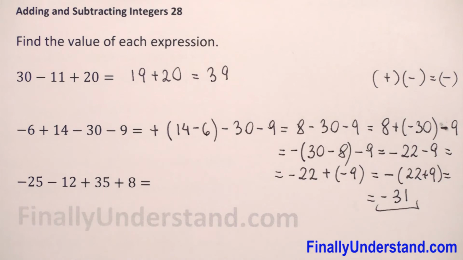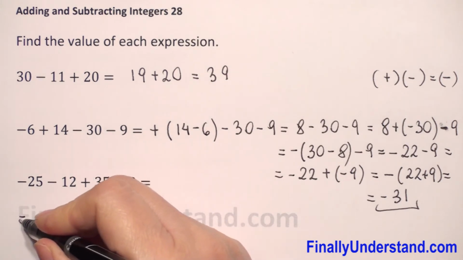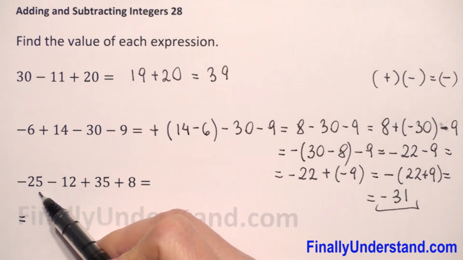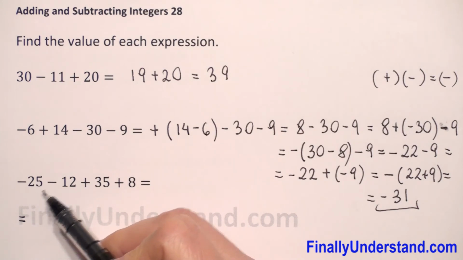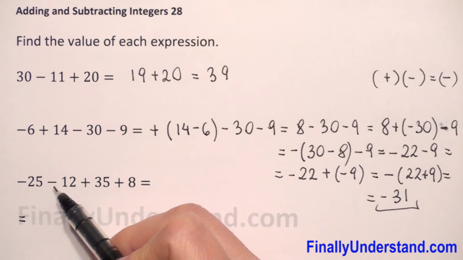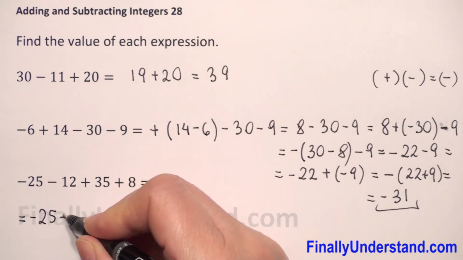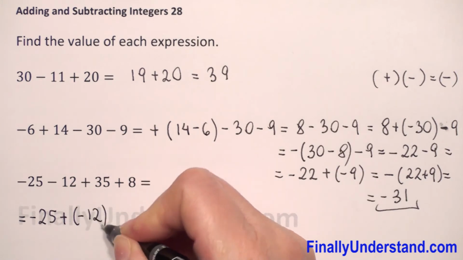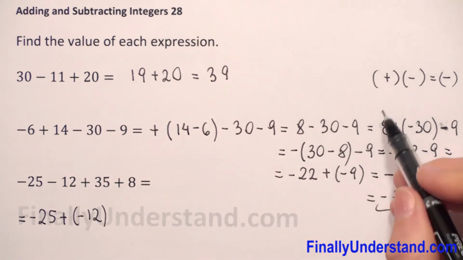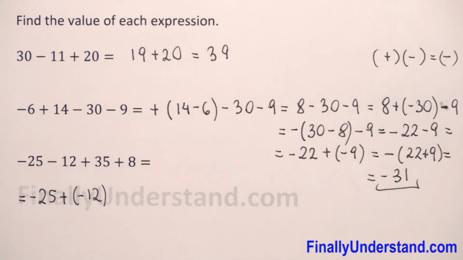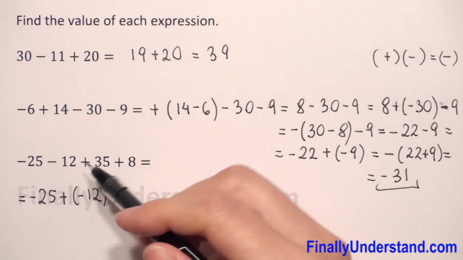And the last example, negative 25 minus 12, minus 35, plus 8. We start from the left side. So this is equal. Again, like before, I think it's easier when we rewrite this example as addition. We copy first number and we have plus negative 12. Positive and negative is negative. I didn't change anything, but now I think it's easier to solve this problem.